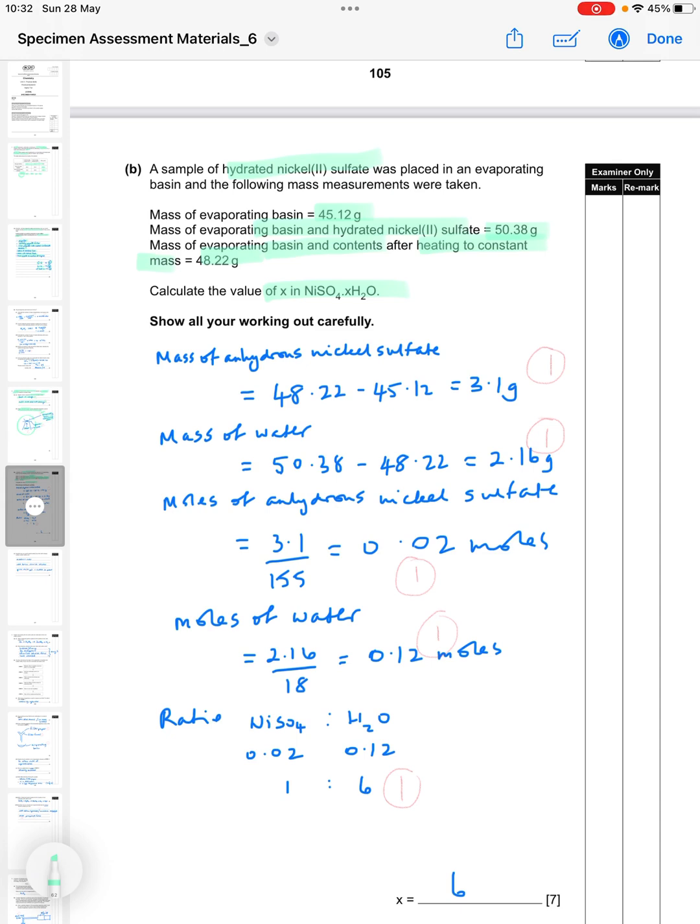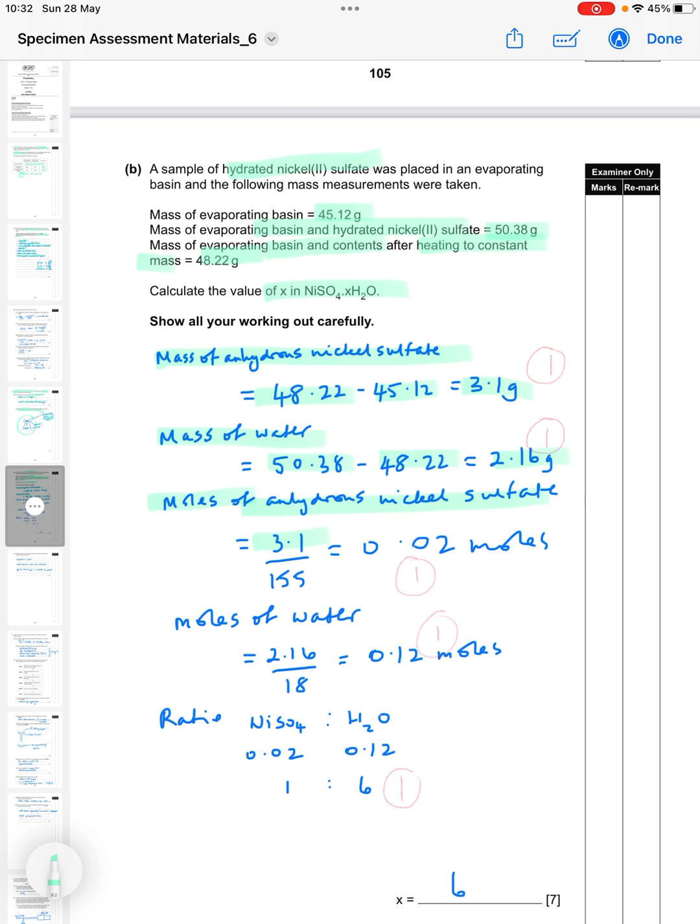nickel sulfate.XH2O. So the first thing you do is you work out the mass of the anhydrous nickel sulfate, which is 48.22 minus 45.12, which is 3.1 grams. Then you're working out the mass of water, so 50.38 minus 48.22 is 2.16. And then the mass of the anhydrous nickel sulfate, so is 3.1.